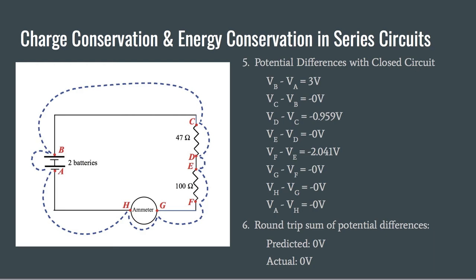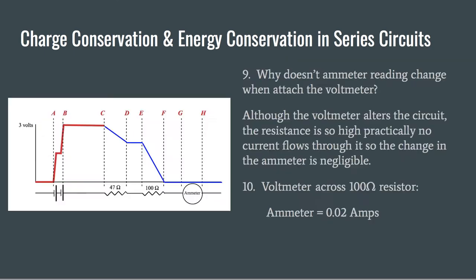Part 6, round trip sum of potential differences, predicted and actual values were 0 volts. For 9, why doesn't the ammeter reading change when attached to the voltmeter? Although the voltmeter alters the current, the resistance is so high, practically no current flows through it, so the change in the ammeter is negligible.